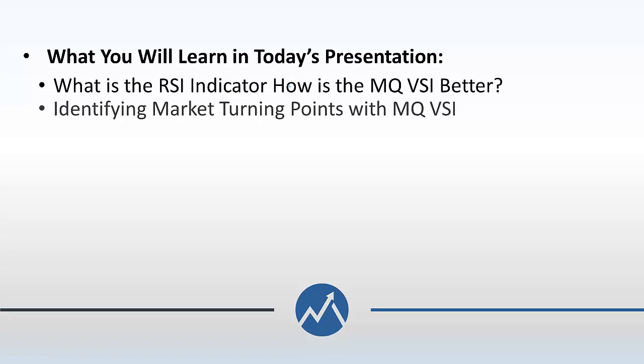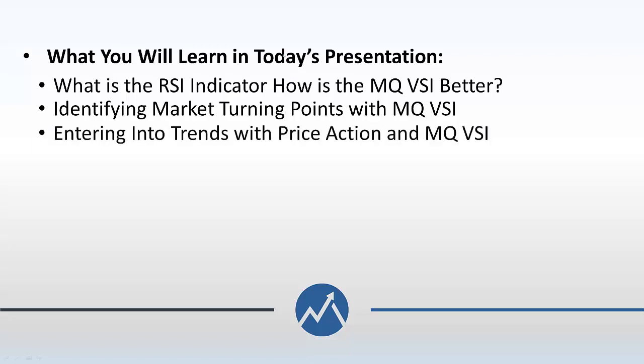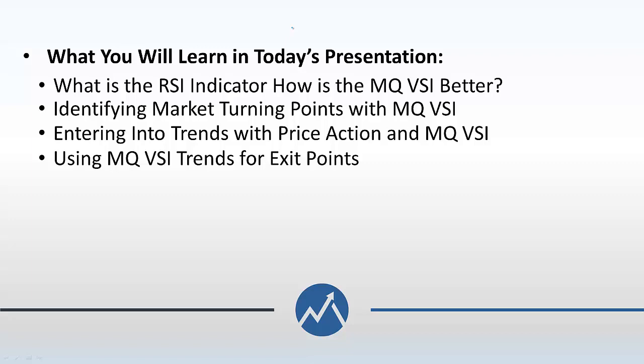to enhance an RSI. We're also going to talk about identifying market turning points with the VSI and how we do that, what we're looking for, how this tool is used to help us find extended markets that are getting ready to roll over. We're going to talk about entering into trends with price action and the VSI. So combining price charts and then using them and the indicator to time entries. And then we also talk about using VSI trends for exits and entries as well.